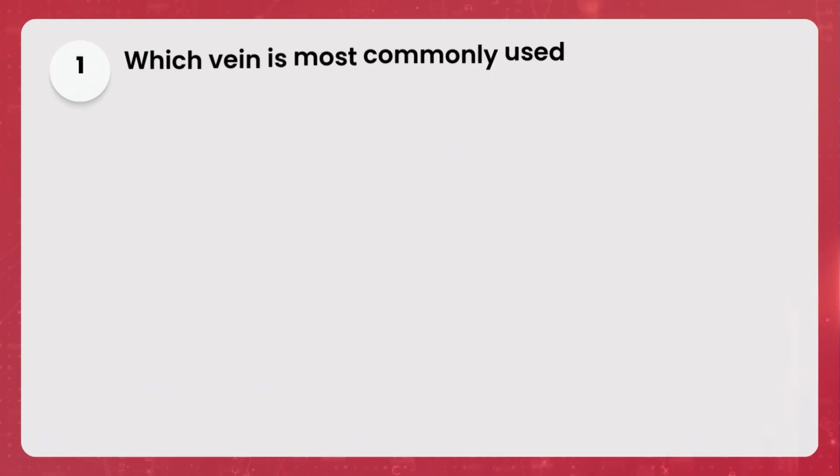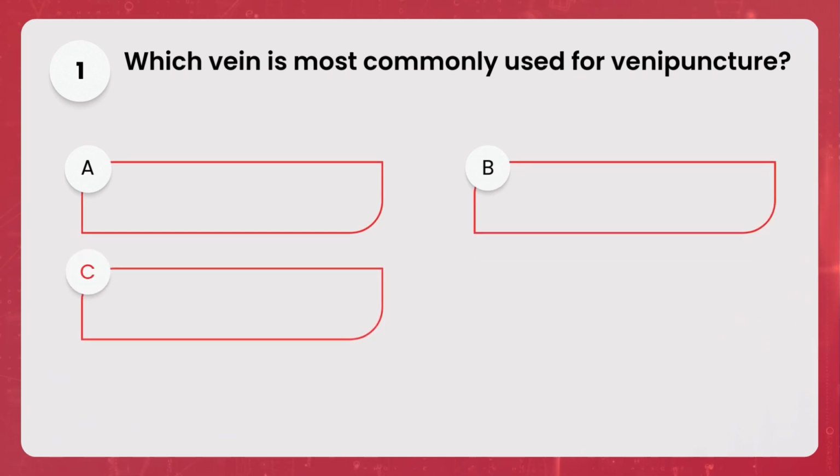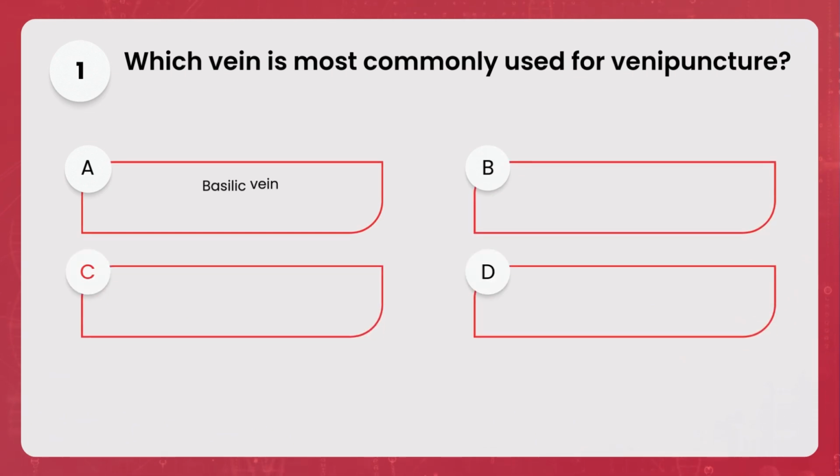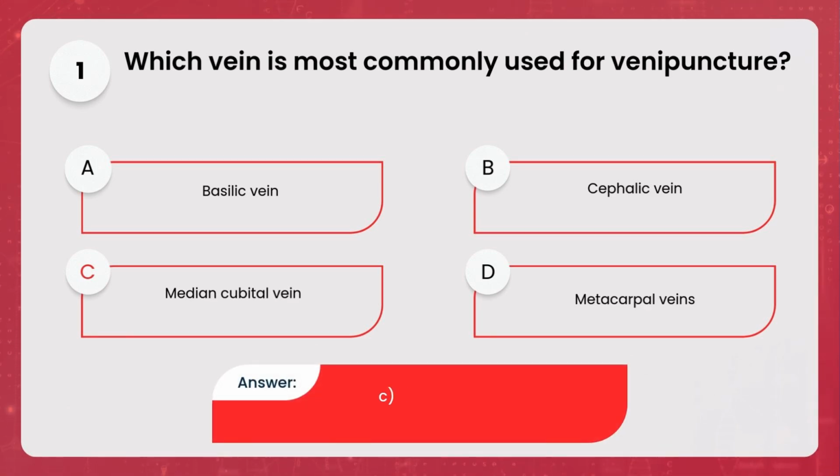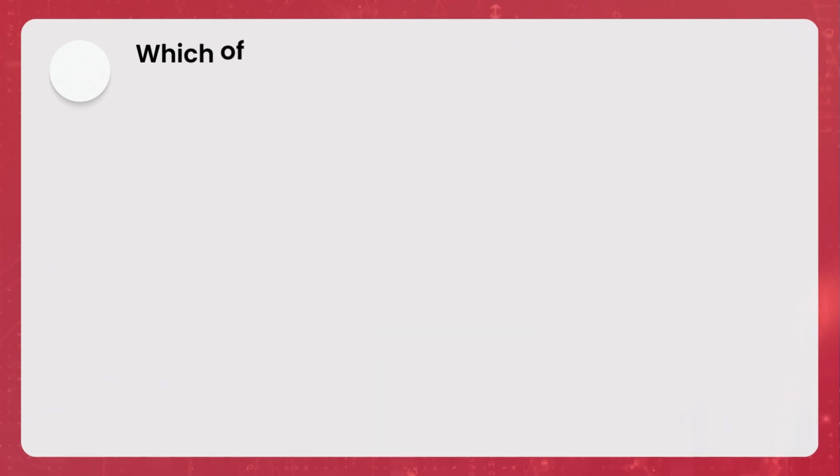Number 1. Which vein is most commonly used for venipuncture? A. Basilic vein, B. Cephalic vein, C. Median cubital vein, and D. Metacarpal veins. The answer is C. Median cubital vein.